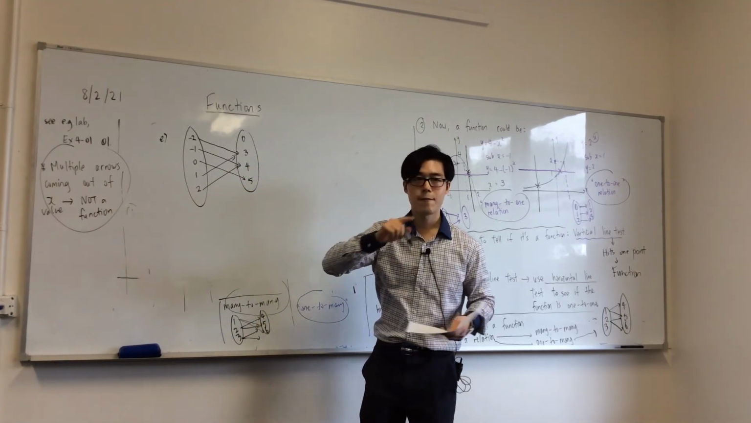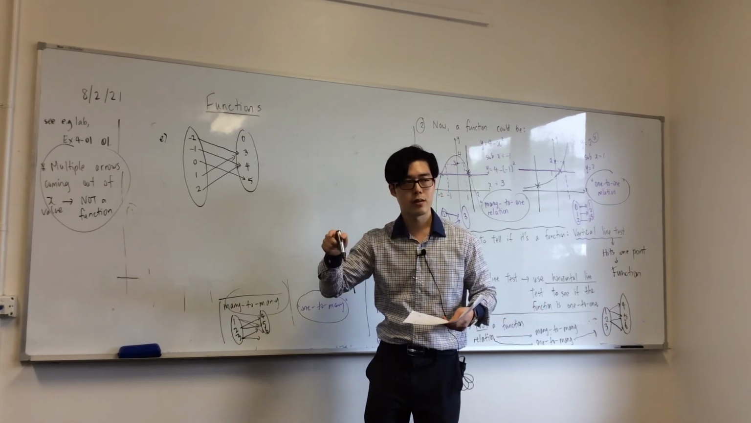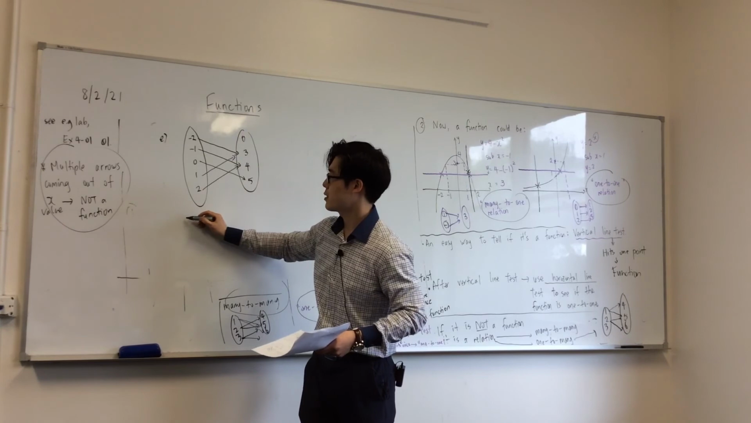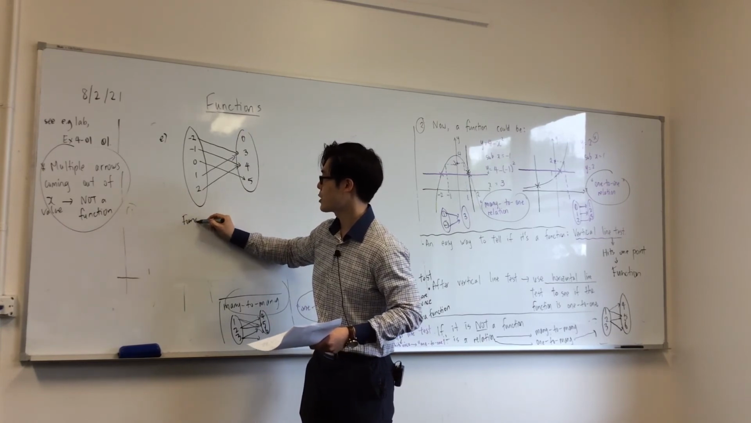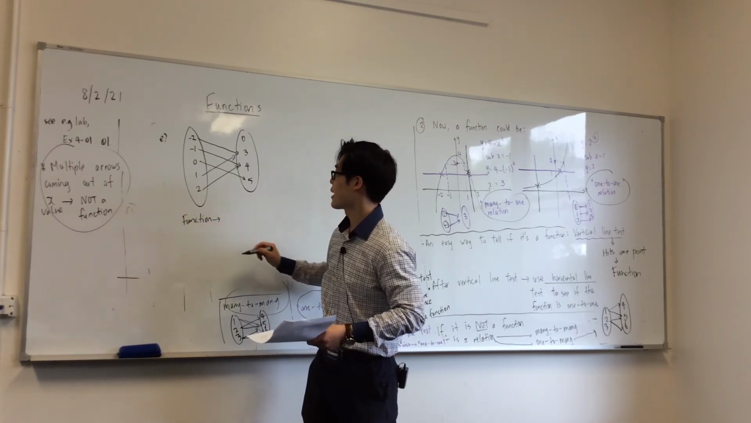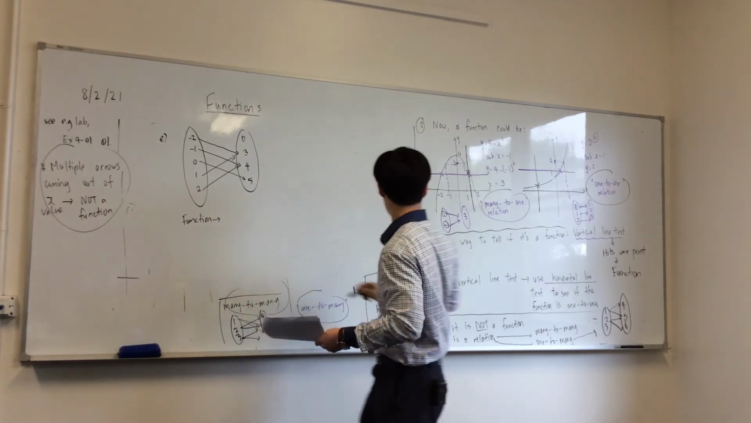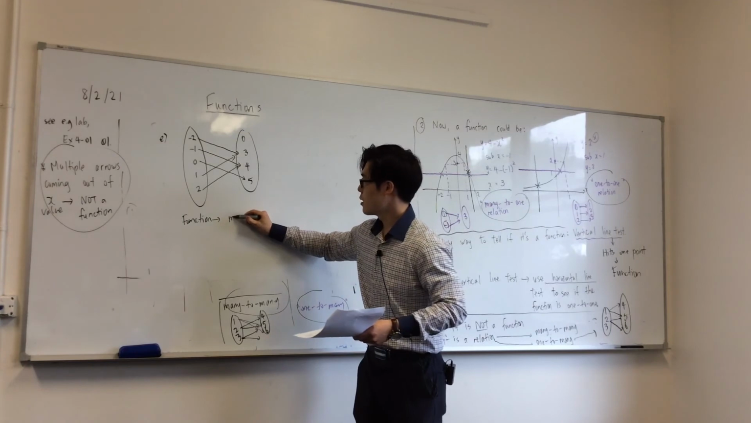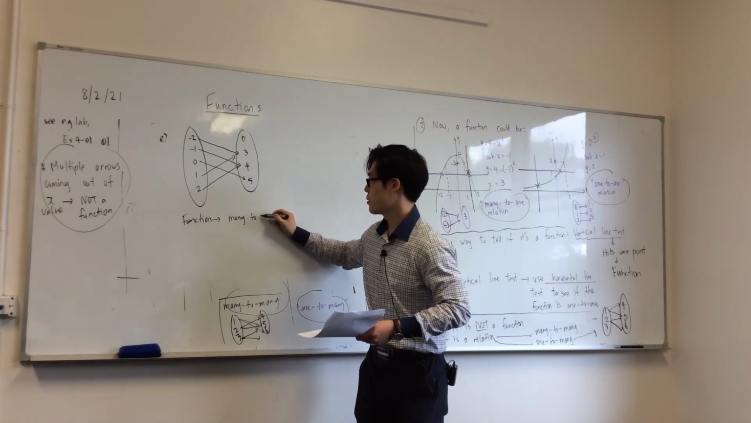Okay, so first question. Is it a function or not a function? It is a function. We don't have any multiple arrows coming out of each x value. So it is a function, and like I said, what kind of function is it? Many to one. Yeah, many to one.